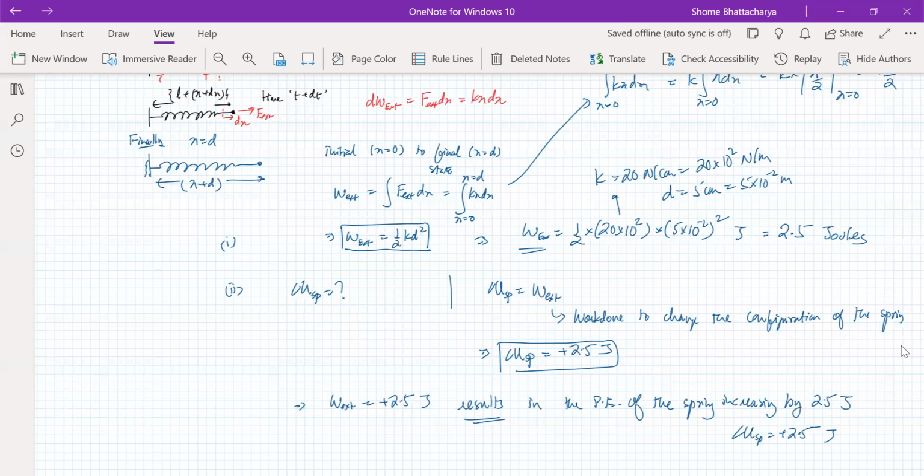because that work is not contributing to anything else. It's not contributing to kinetic energy or some other form of potential energy. The work done is only against the tension of the spring. Hence, the work done only results in the potential energy of the spring increasing, nothing else.